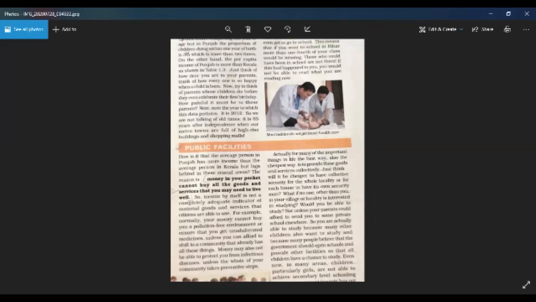So money may also not be able to protect you from infections and diseases, unless the whole of your community takes preventive steps. The whole community has to take the preventive step. Then only we can save ourselves from COVID-19. अंबुजा में कोरोना आ गया है. Remember this. Corona has come in Ambuja colony. I heard in the morning. So we have to protect ourselves.